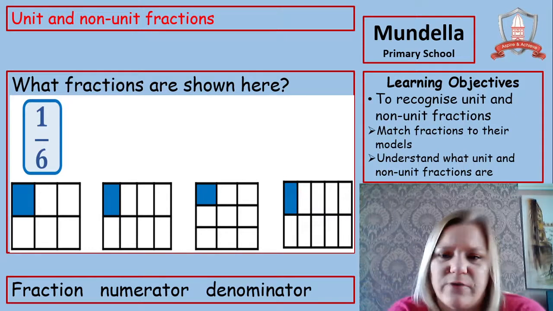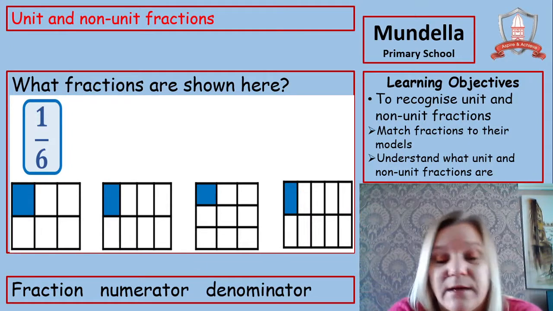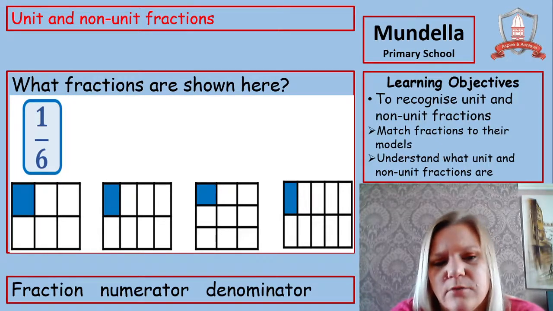Now, I've got some diagrams here, or some models, and each one of those shows a different fraction. Now, remember, the denominator tells us how many equal pieces the shape has been broken up into. And the numerator, the top number of the fraction, tells us how many pieces have been shaded. So I wonder if you can write fractions to go with the models. The first one's been done for you.